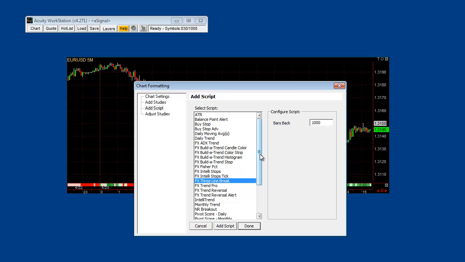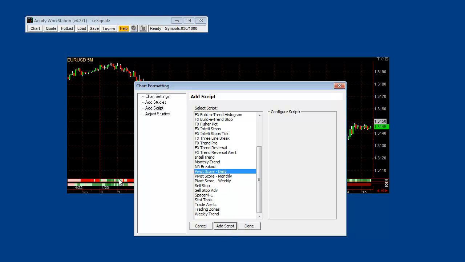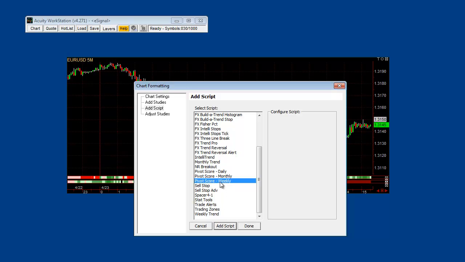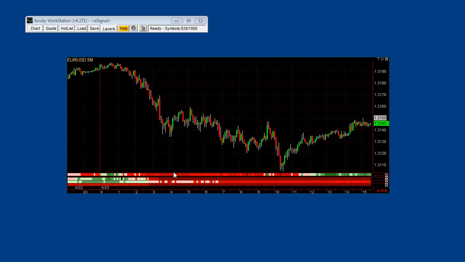And therefore you can see farther back, it's thinner, and it lines up with the same size of the pivot score. I've also added a spacer 4-1, which is basically just a 4 pixel space there, which if you want to put the power index right above it, which measures something different, it separates it from the daily, weekly, monthly score. Makes it a little bit easier to read.